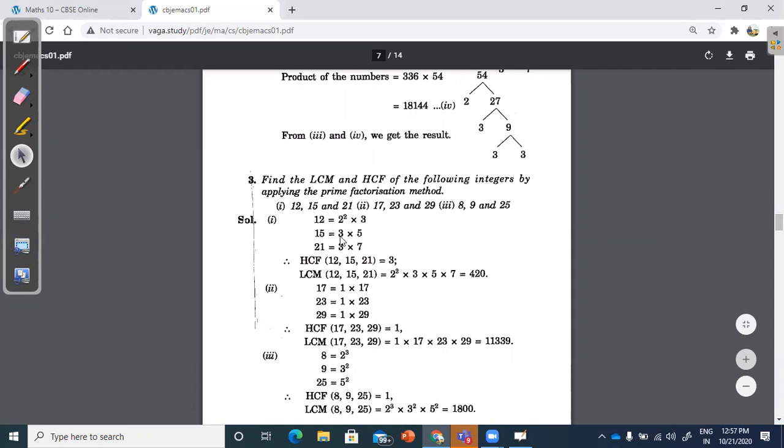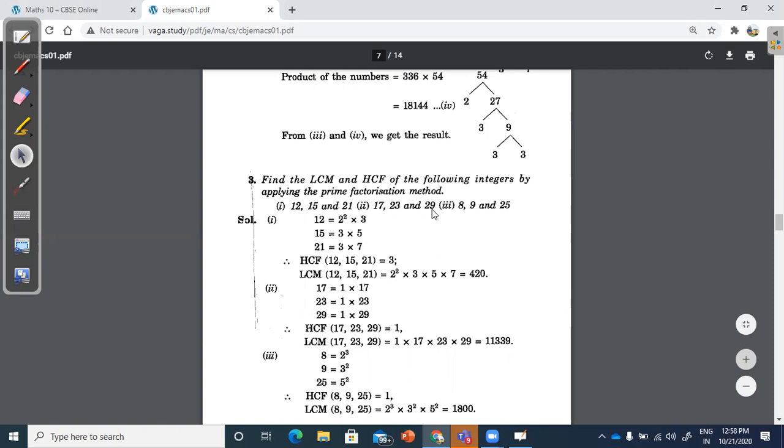What do you think is common in all this? 3 is common, so HCF is 3. And the same technique for LCM: write all the numbers without repetition in the highest power. So we are having 2 square, that I'm going to write. 3, I'm going to write, all are 3, but I'm not going to repeat it. I will write it only once. 3 and 5 and 7, I'll multiply, I get 420. Okay, so that's the LCM.